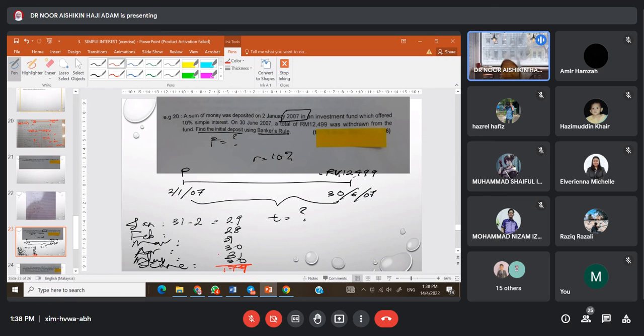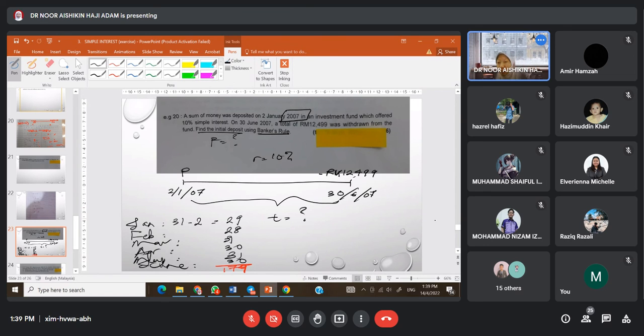So orang lain betul. Dia tahu by now macam mana nak kira the number of days kan? Kena tunjuk month by month tu. Kena tunjuk. Ada markah. You tak tunjuk, you hilang markah. Okay. So, nak dapatkan P.